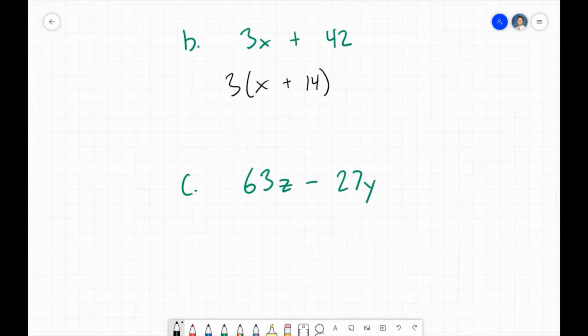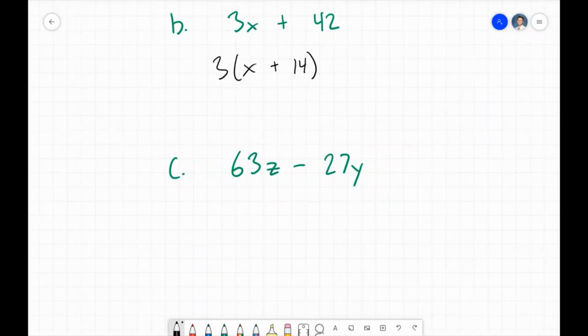So another example, we have 63z minus 27y. So again, you could list out all of your factors here. You may even be able to identify on your own that 9 is our greatest common factor. We know that 9 times 7 is equal to 63. So this would be 9 times 7z minus 9 times 3 is 27, so 3y. So we have 9 times (7z minus 3y).